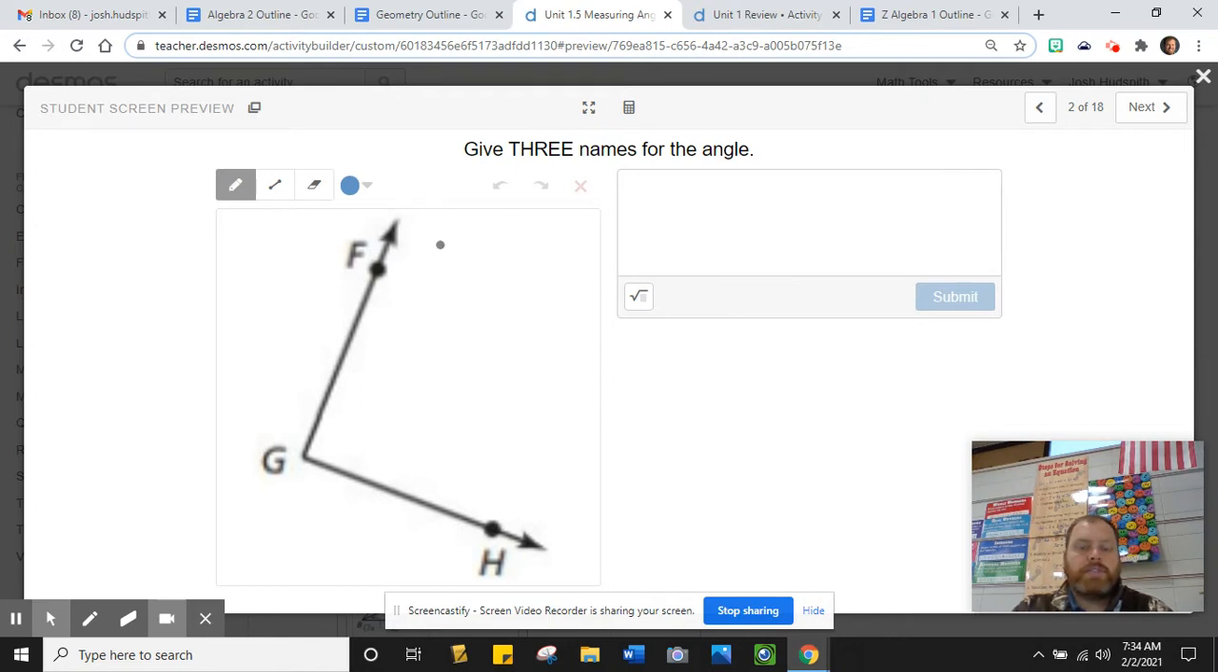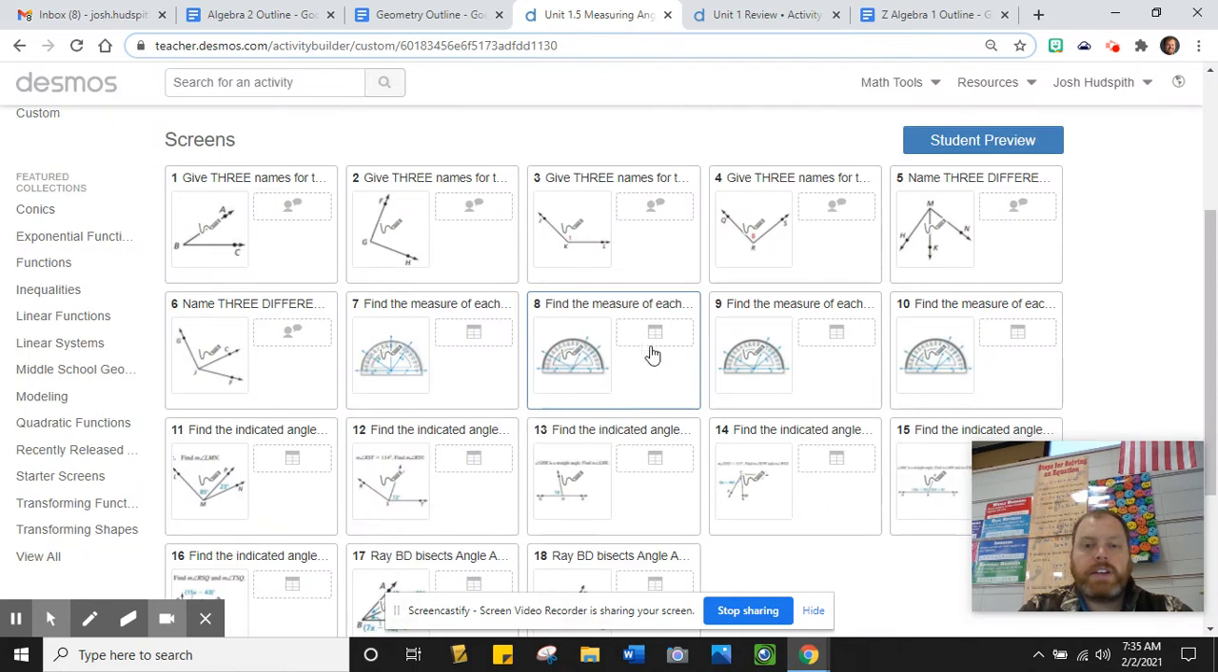I could say angle FGH. Again, order does matter because I can't say FHG, because H is not the middle of the angle. So FGH, you could also just name it angle G, and you can also name it the other way, HGF. So angle FGH, angle G, angle HGF. Those are the 3 ways to name angles. And that's again through 6.